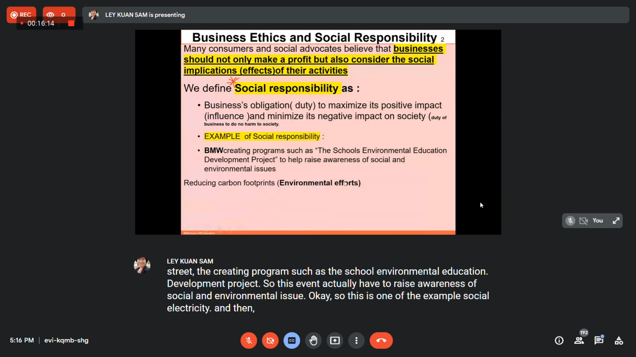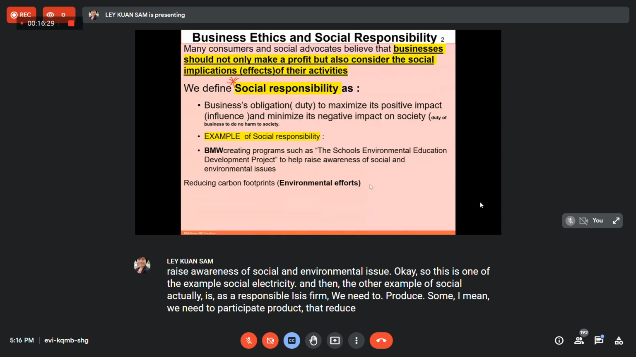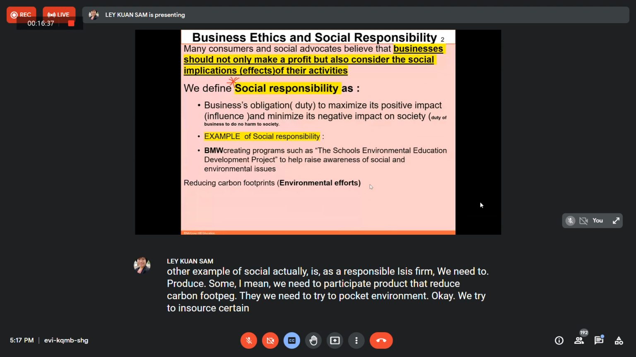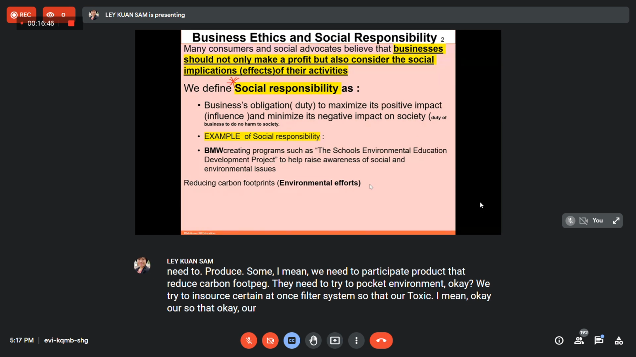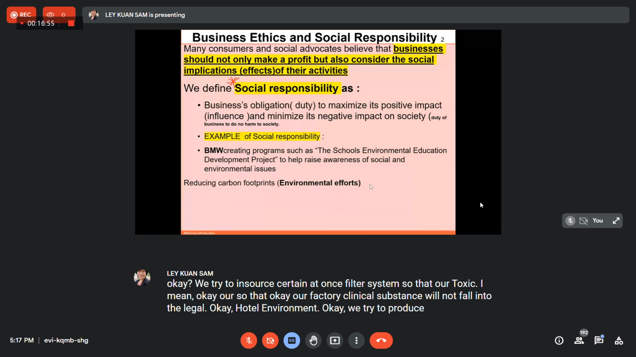The other example of social responsibility is that as a responsible business firm, we need to produce products that reduce carbon footprint. We need to try to protect the environment. We try to install certain advanced filter systems so that our factory chemical substances will not fall into the river. We try to produce green products to protect the environment.